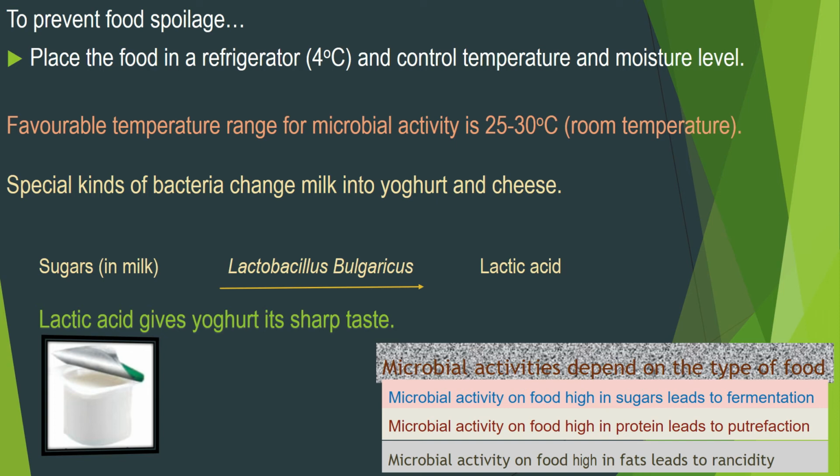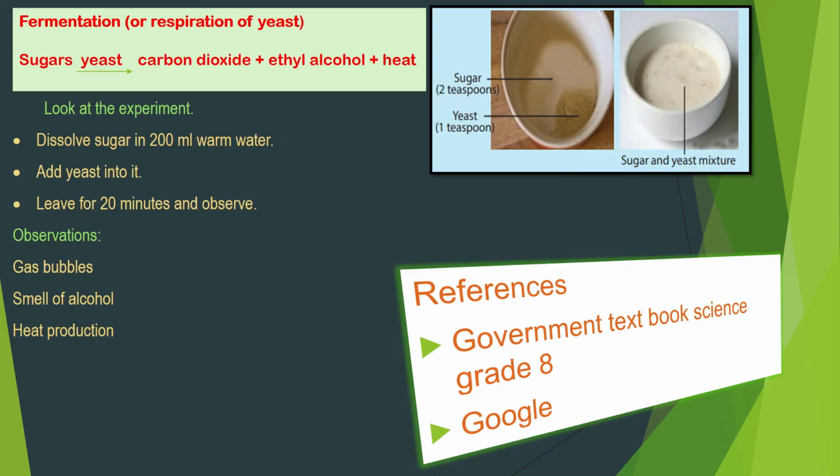Microbial activities depend on the type of food. There are 3 types of microbial activities: fermentation, putrefaction, and rancidity. Look at this simple experiment. Dissolve sugar in warm water. Add yeast to it. Leave for 20 minutes and observe. You will observe gas bubbles in the mixture.